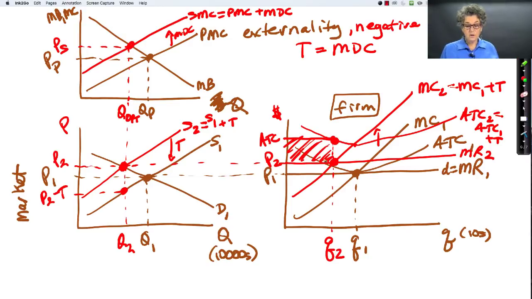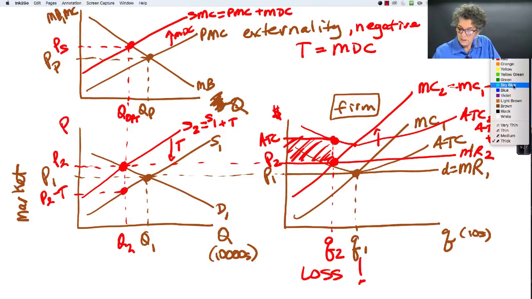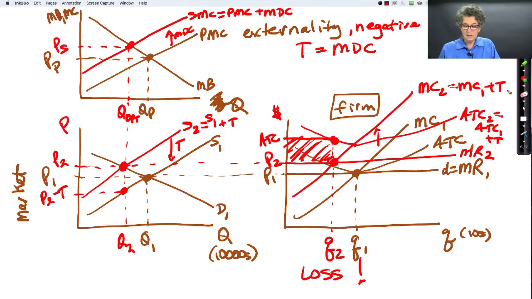This typical firm is now incurring a loss. What do we know? Well, you know what we know. I'll tell you anyway. What we know is that in the long run, some of these firms will exit. Some of those firms are going to exit in the long run, and when firms exit in the long run, that's going to shift the supply curve a second time.